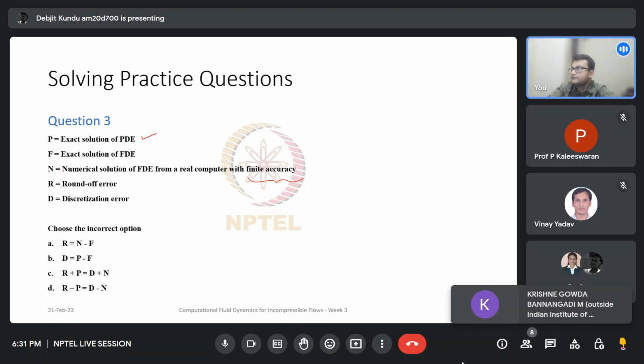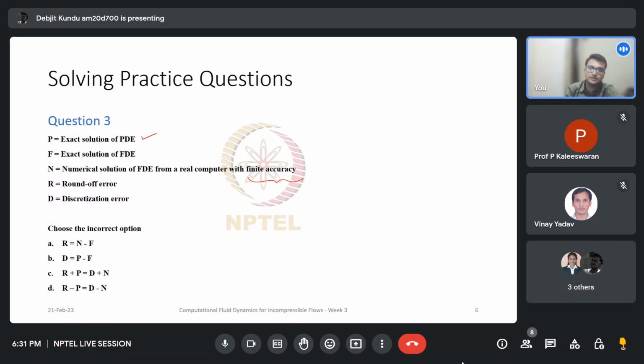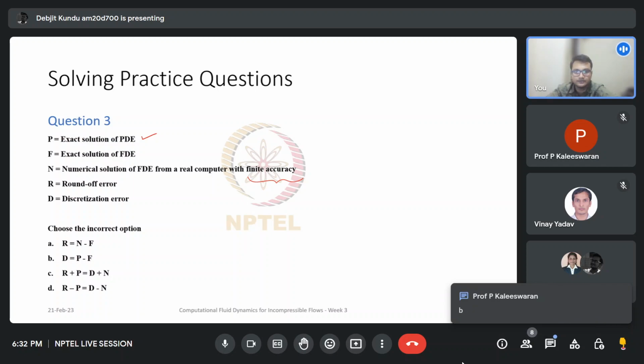So we have five variables here. P means the exact solution of the PDE. F means the exact solution of the FDE, which is a finite difference equation. N means the numerical solution of a finite difference equation from a real computer with finite accuracy. R is the round off error, and D is the discretization error. And we have four options, one of which is incorrect. The four options are R equal to N minus F, D equal to P minus F, R plus P equal to D plus N, and R minus P equal to D minus N.